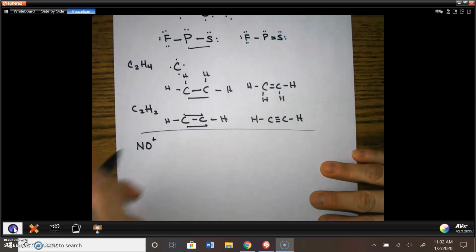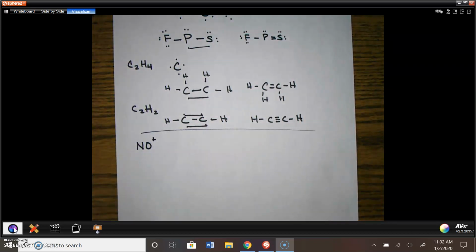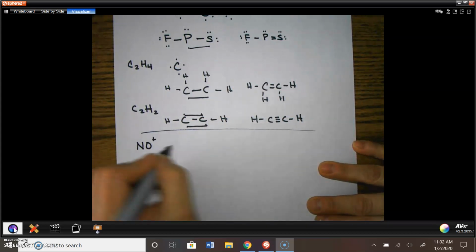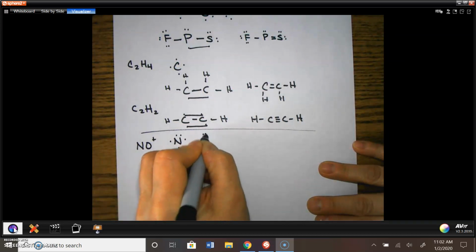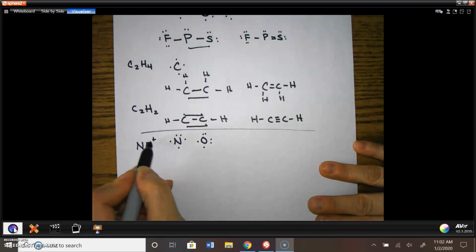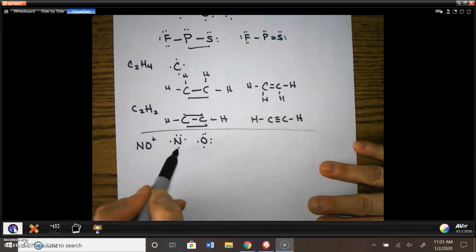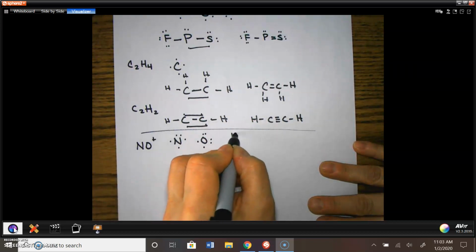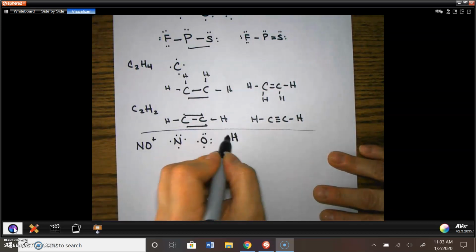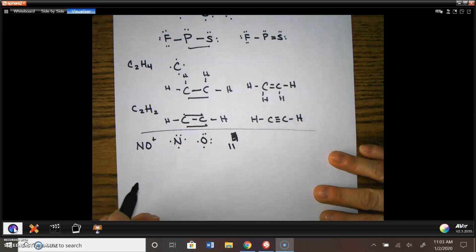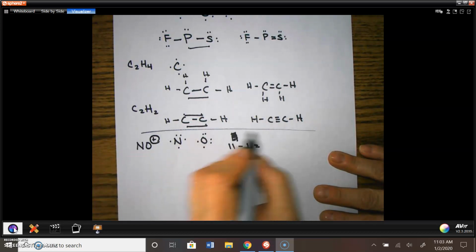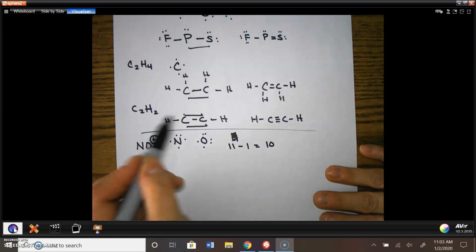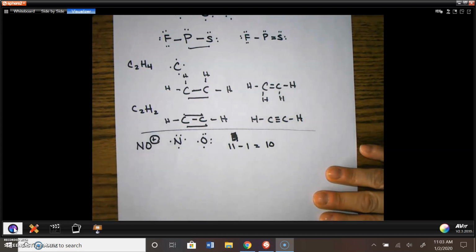NO plus is a cation that you don't have to know, but it works as a way for us to understand. So if you think about it, nitrogen has 5 electrons. Oxygen has the 6. But I've got to be short one. So I have 5 plus 6, so 11 is what I'm normally supposed to have. But since it's a plus, it's minus 1 electron. So I really only have 10 electrons to work with. So I got to remember to deal with that somehow.